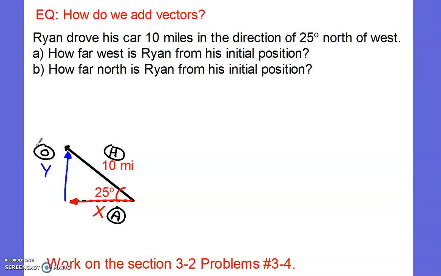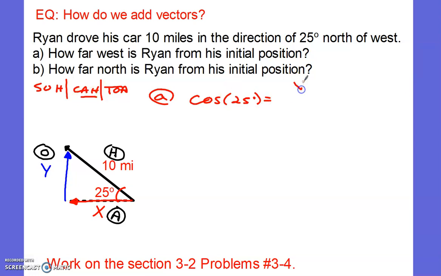Okay. Next, we're going to solve letter A first. How far west is going to be my X component. We call these parts components of my vector. To do that, we're going to use SOHCAHTOA. I have my hypotenuse, and I want to find my adjacent. That's my cosine, adjacent and hypotenuse. So I'm going to write out the cosine of my angle, which is 25 degrees, is my adjacent, which is x, divided by my hypotenuse, which is 10.